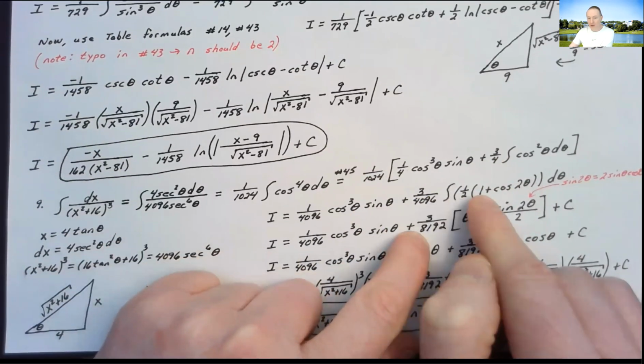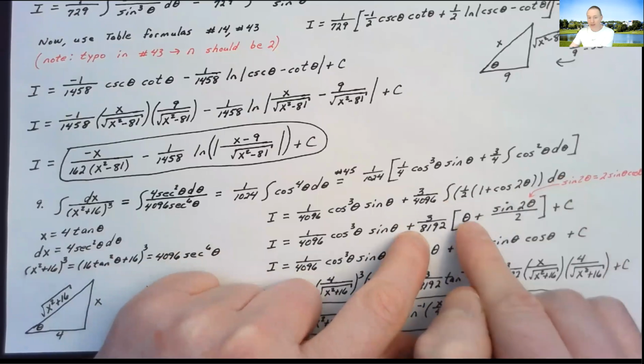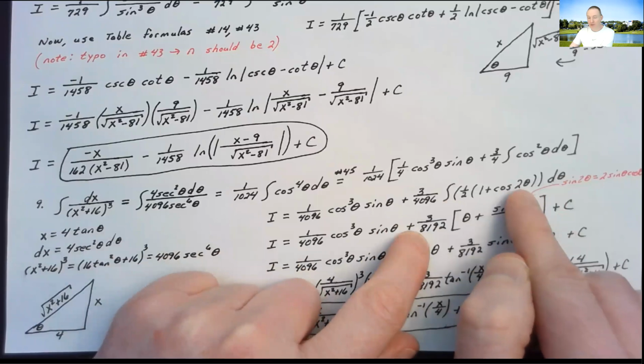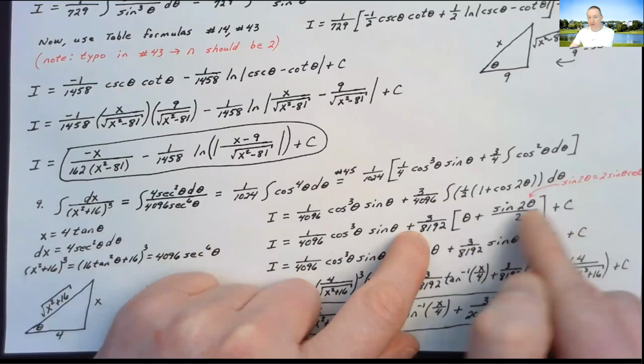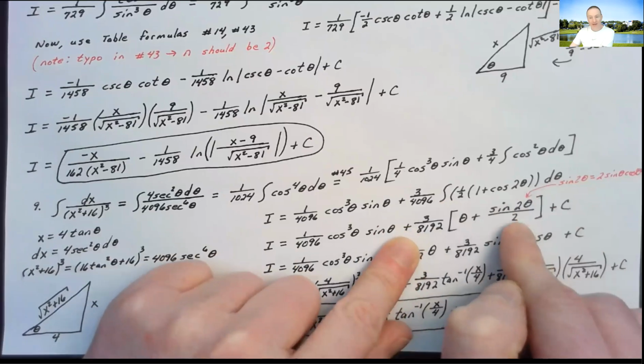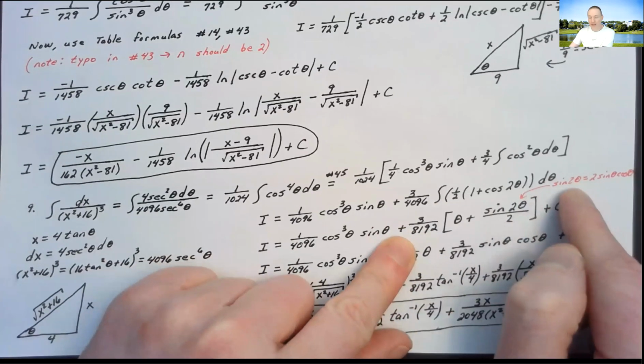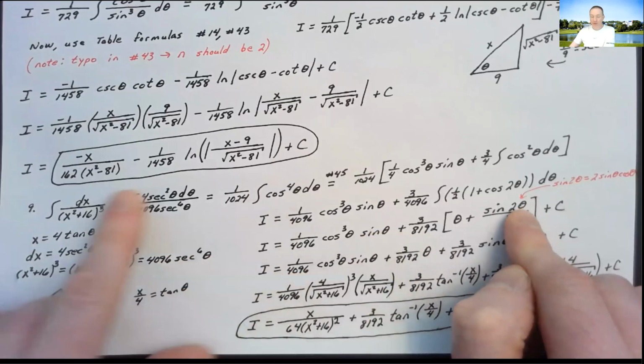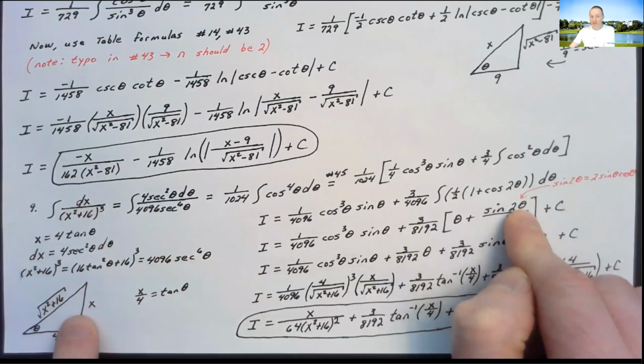And then I'm integrating 1 with respect to theta, which is theta. And I'm integrating the cosine of 2 theta with respect to theta, which gives me the sine of 2 theta over 2. Yet again, though, you have to remember that we don't want that double angle because it makes it difficult to evaluate back in terms of x.